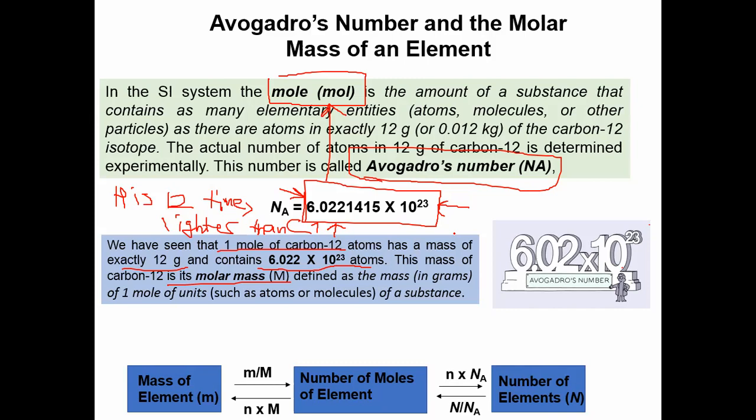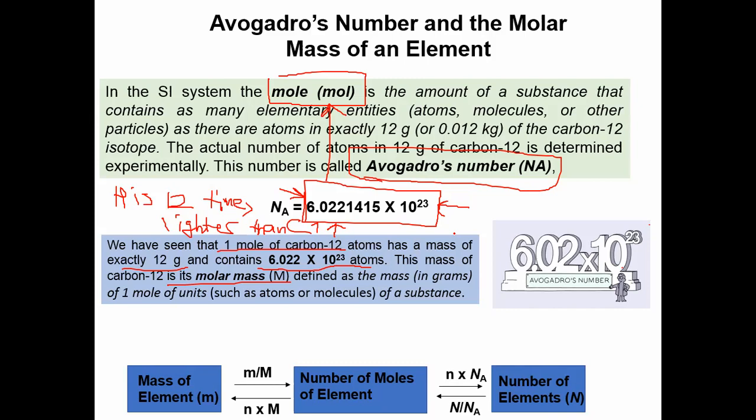So I have a question. What is the mass of 1 mole of carbon? 12 grams. Yeah, exactly, it's 12 grams, right? Now I'm saying that hydrogen is 12 times lighter than carbon. So what's going to be the mass of 1 mole of hydrogen? One gram. Yeah, it's going to be 1 gram. So the mass of 1 mole of hydrogen is going to be 1 gram.